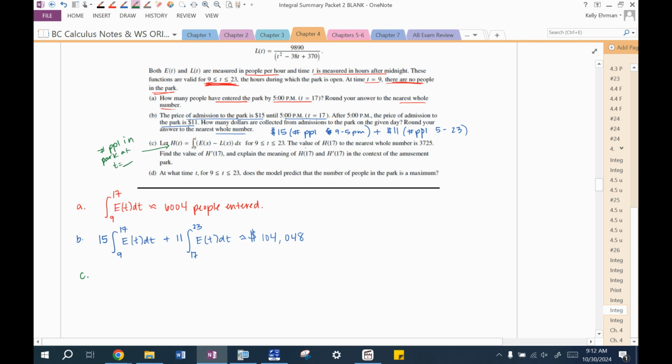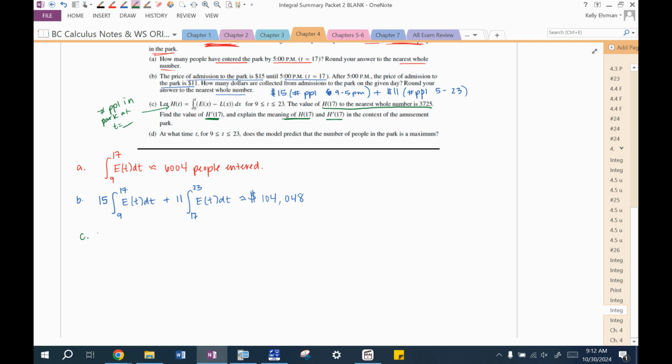Okay, so the value of h of 17 to the nearest whole number. So they gave us h of 17. Find the value of h prime of 17 and explain the meaning of both h of 17 and h prime of 17. So let's start with the meaning. So h of 17 is the number of people in the park at t equals 17. And I'm just going to say, because they told me, that's 5 p.m.